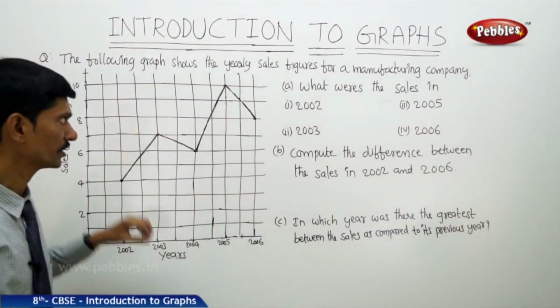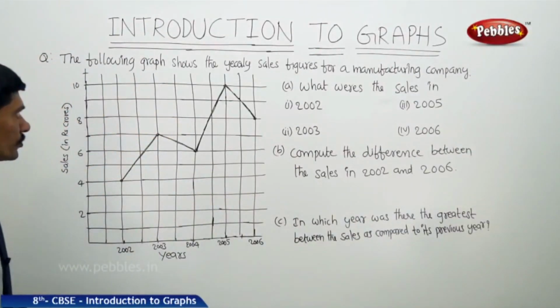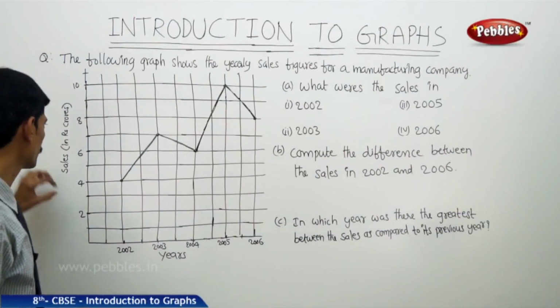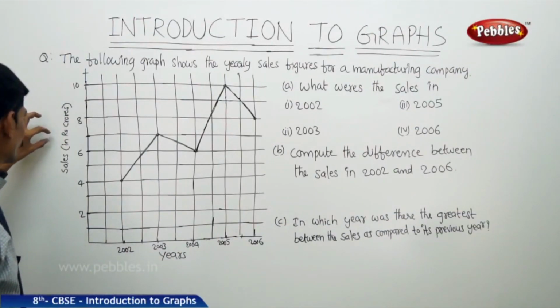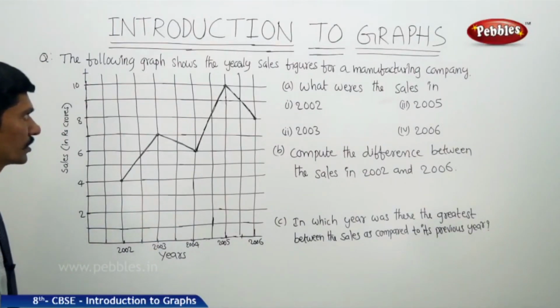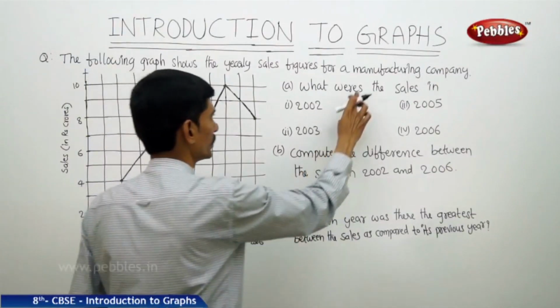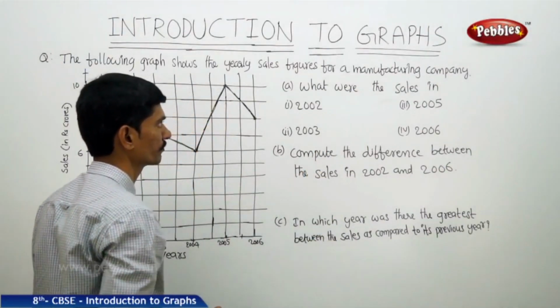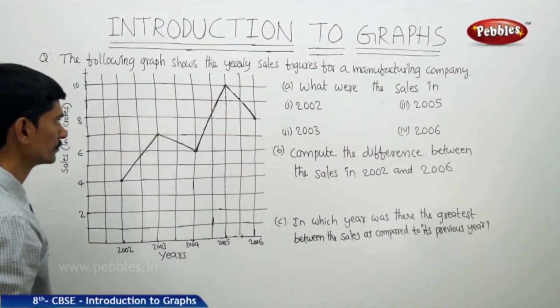Let us see the next question. The following graph shows the yearly sales figures for a manufacturing company. So on the horizontal line the different years are taken, and on the vertical line sales in rupees crores. Now let us answer the questions. What were the sales in 2002, 2003, 2005 and 2006?